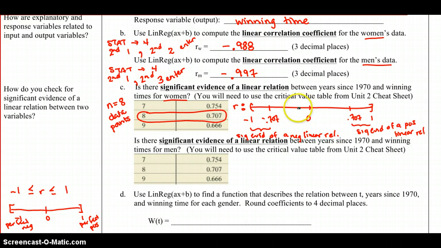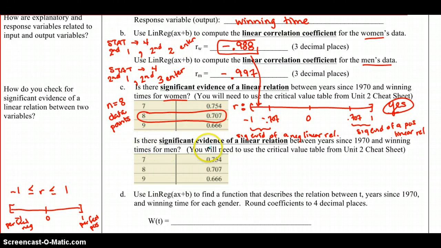Okay. Well, the R value that we got for the women was -0.988, okay, which is in here. So we do have significant evidence of a negative linear relation. So is there? The answer here is yes. Our -0.988 is between -1 and -0.707.